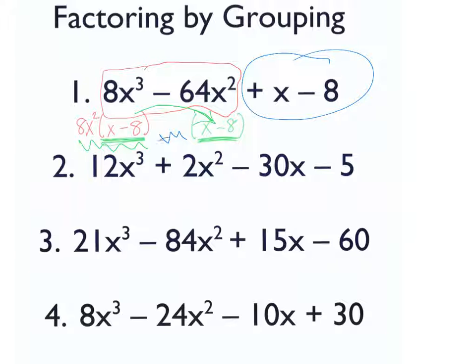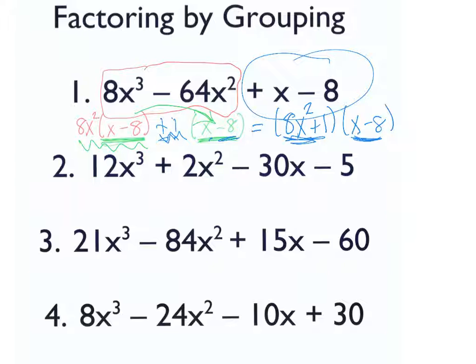So I say to myself, what times x gets me x? Okay, 1. So that's a plus 1. And 1 times negative 8 gets us negative 8. So then the value that's repeated, x minus 8, goes in one set of parentheses. The terms in front go in the other set of parentheses.